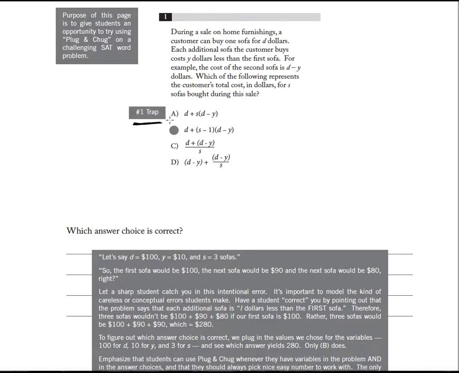What those students will do is read over this question and say, okay, a sofa is D dollars, each additional sofa is at a discount of Y dollars, so this second sofa is D minus Y dollars. We're buying S sofas total, so D plus S times (D minus Y), that's my answer. They'll bubble an A and move on, thinking they got the right answer, not realizing they were lulled into picking an obvious trap answer, a distracting answer.